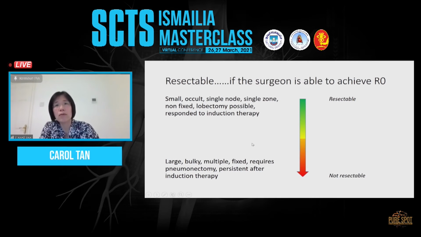We talked a little bit earlier on about a complete resection. So I think it would be very reasonable to say that the cancer is resectable if the patient is able to achieve complete resection. So the small occult, single lymph node, single zone, non-fixed lobectomy is going to be possible. Also, the patient who's responded to induction therapy is probably much more resectable than patients in this group, whether it's large, bulky, multiple, fixed, requires pneumonectomy, and it's persistent after induction therapy.